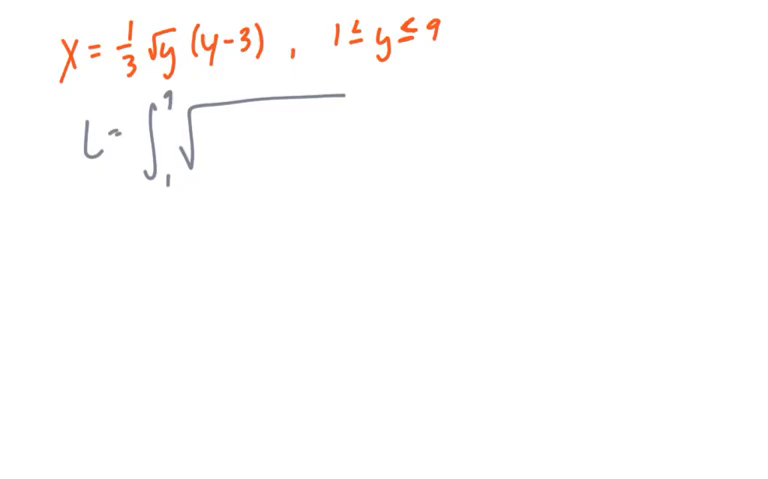We have the square root of 1 plus. Now here we're going to have dx over dy. So the derivative of x in terms of y squared, and our bounds are going to be y. So let's take that x equals 1/3 times the square root of y. Let's call that y to the 1/2 times y minus 3.